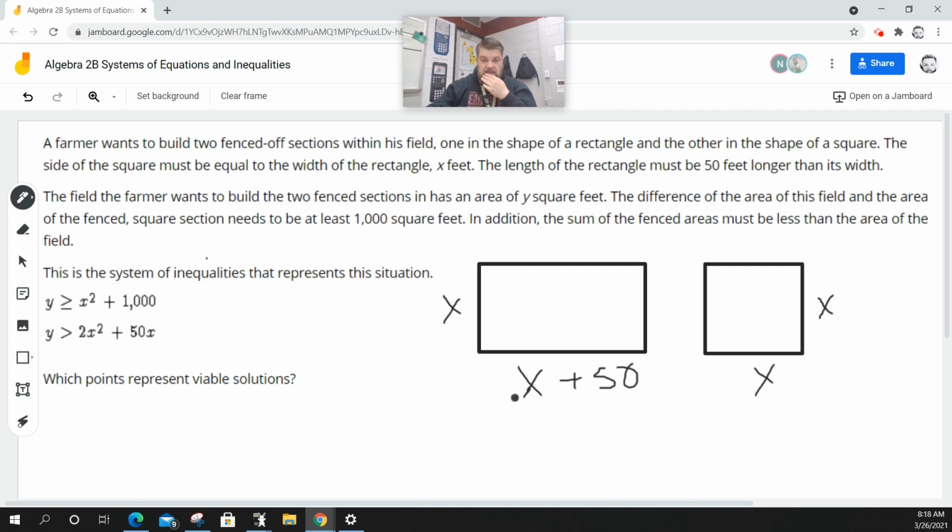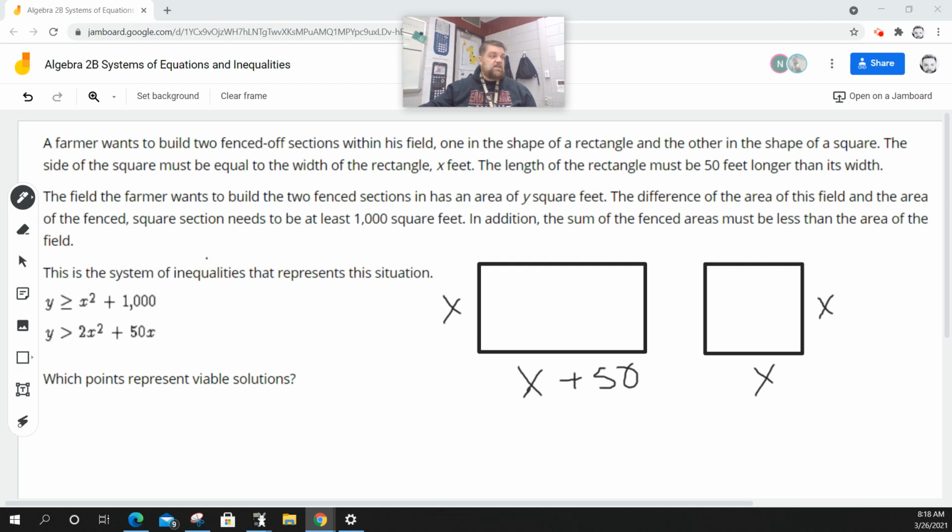Okay. In addition, the sum of the fenced-in areas must be less than the area of the field. Which points are viable solutions? Oh, so they did the work for us. They figured out two inequalities, and so basically, because they're inequalities, we just need to graph these and find points that will work.